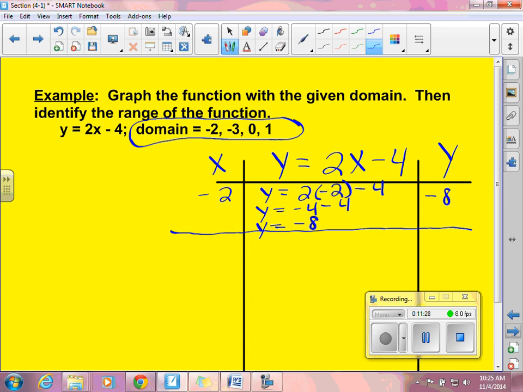I'm going to put in -3 because that's what they gave me. Again, I multiply first. It's that order of operations that we've done. I'm going to plug in my 0.